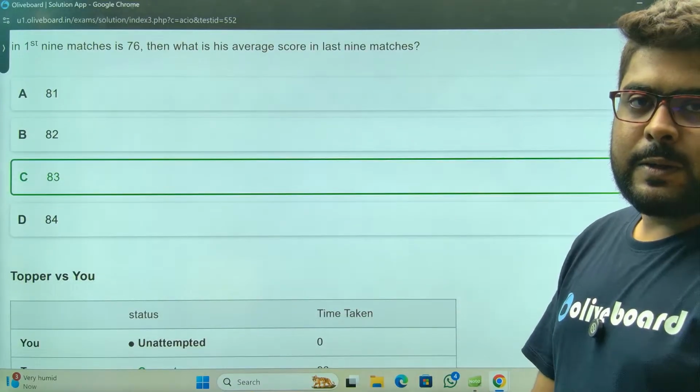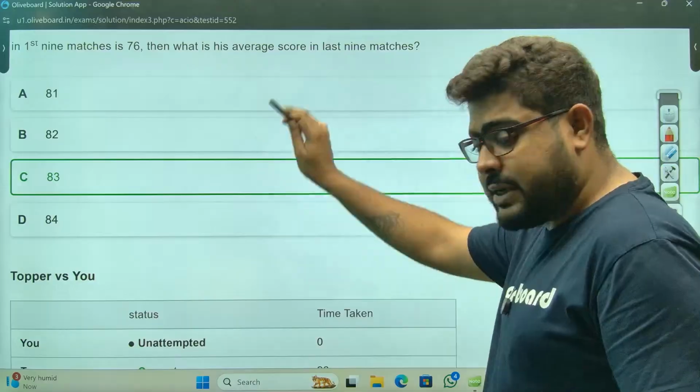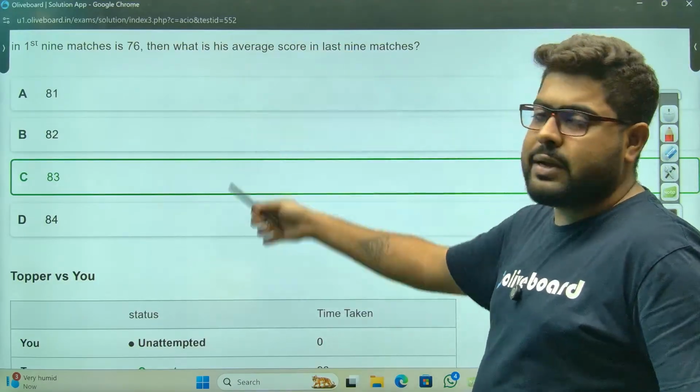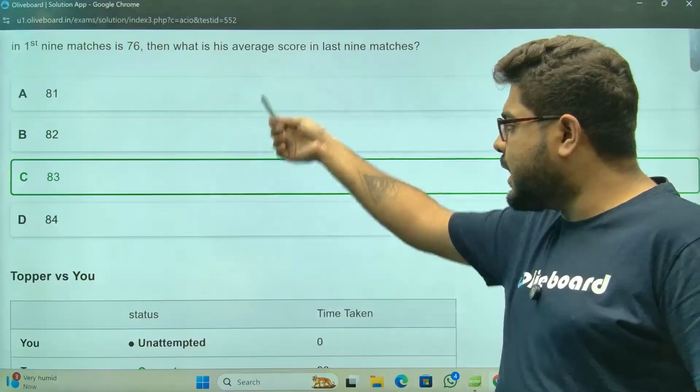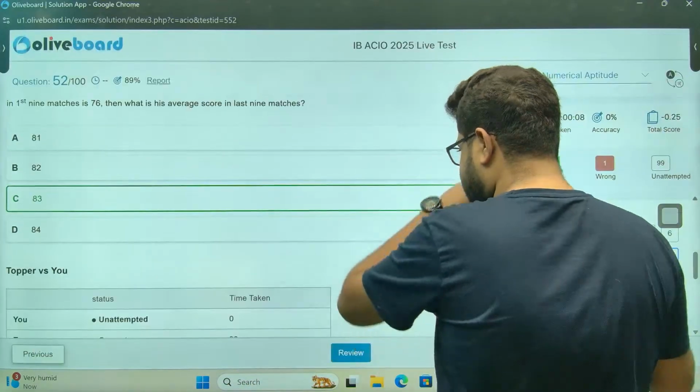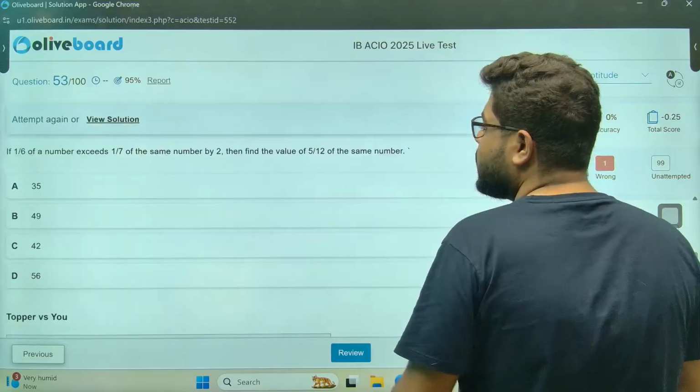Sometimes there can be a couple of options both giving the same result. But here that is not the case. So we can definitely do it this way.